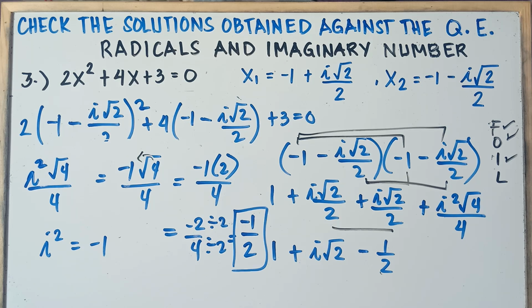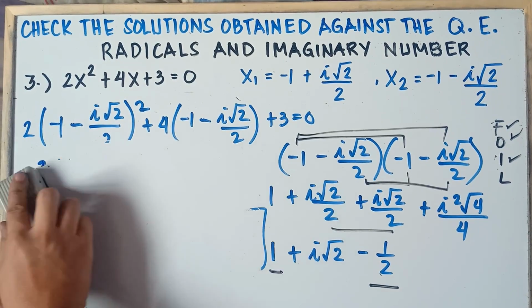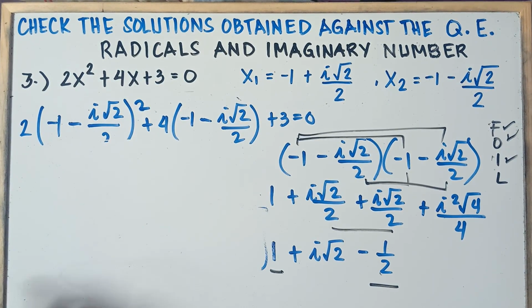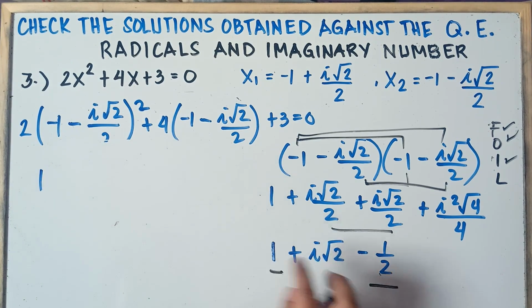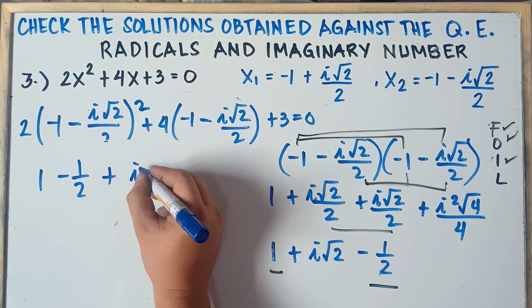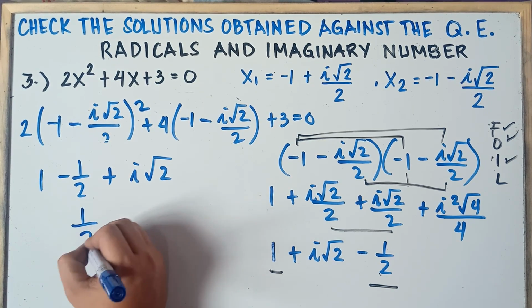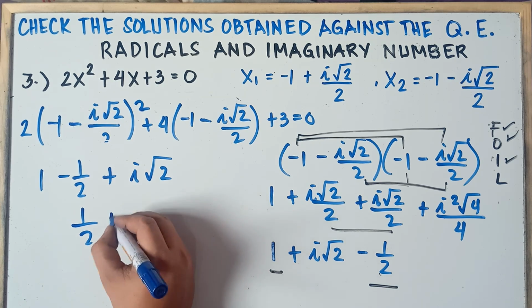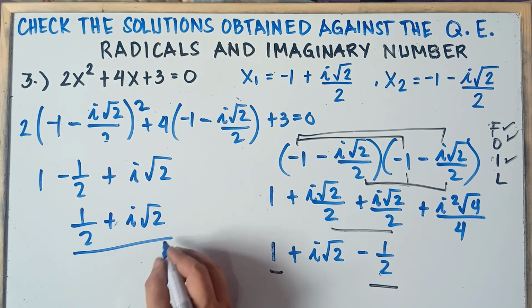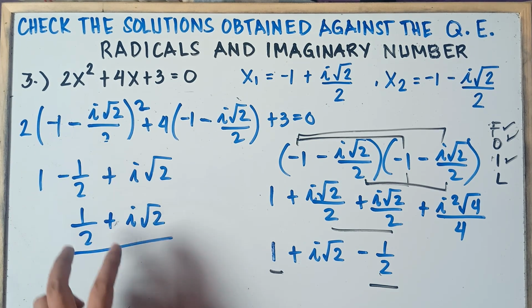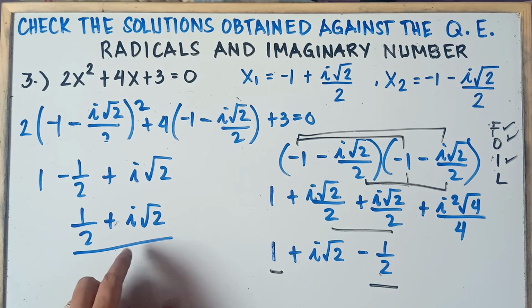Alright, and then almost done. So the thing that you will do, class, you need to combine this one, the numbers. We can combine this one, class, the constant. Alright, so combine that one, you arrange. So this will be 1 minus 1/2. You arrange, class. 1 minus 1/2 plus i square root of 2. Of course, 1 minus 1/2, that is 1/2. Therefore, class, when we simplify this one, the answer is 1/2 plus i square root of 2.